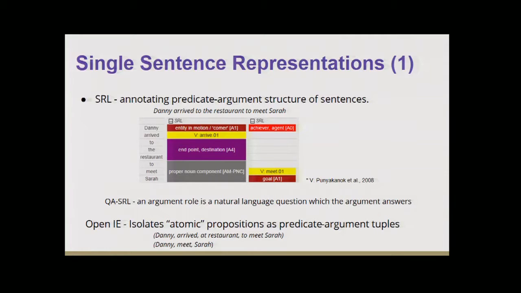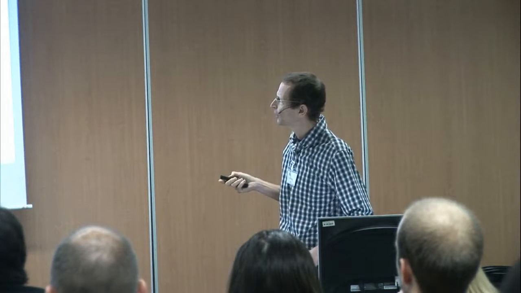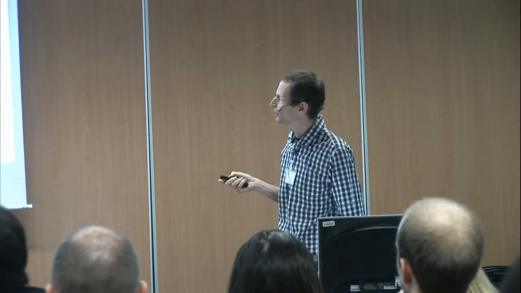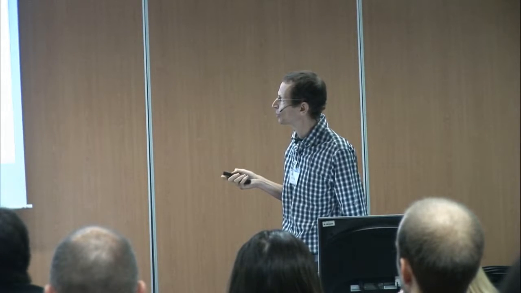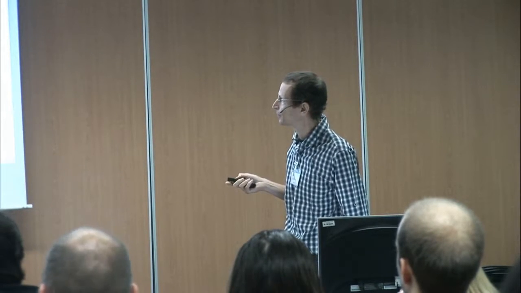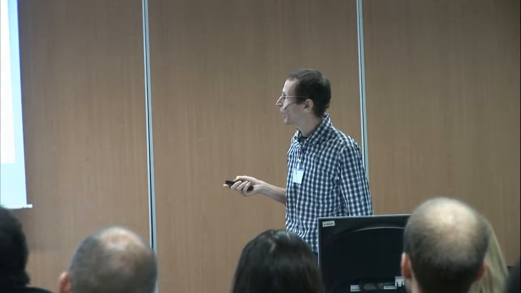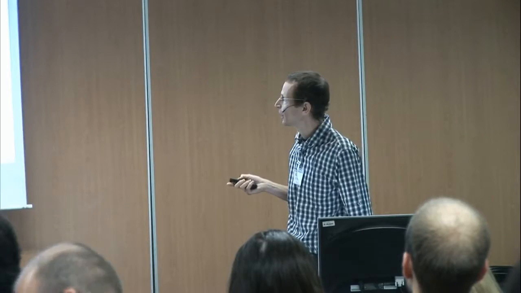So in semantic role labeling, basically you identify the predicates in the sentence and their arguments. And in traditional semantic role labeling, each argument has a certain role. So this is a sentence. If you look here at the arrival event, it has Danny as a subject, which has the role of the person that is in motion or comer, the destination to the restaurant, and maybe the purpose or some complement to meet Sarah. And we have also another predicate, meet, and the achiever of this meeting or the agent is Danny, and the goal is Sarah.